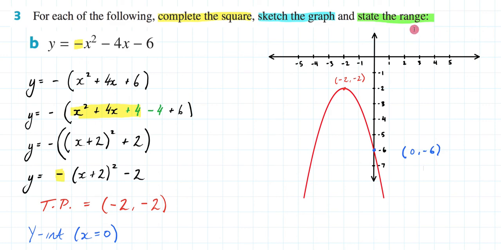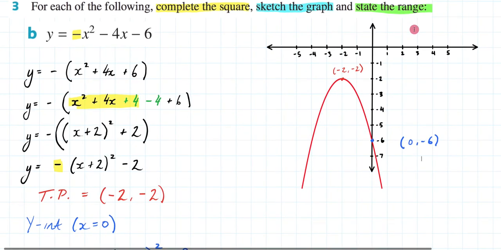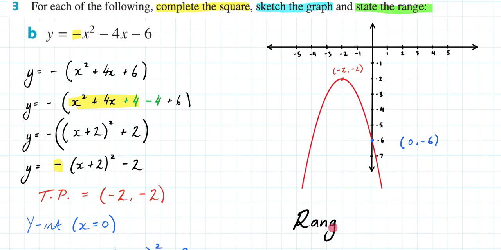Now I need to state my range. So let me change color. Let me go black. I need to figure out what my range is going to be. My range is going to be the set of all possible y values. And hopefully you can see here that this is going on for infinity in the negative direction, which means it's going to be from negative infinity. And then my last y value is going to be negative 2 here, negative 2, and it's going to be a square bracket. So it's going to be from negative infinity all the way up until negative 2. That's going to be my range.